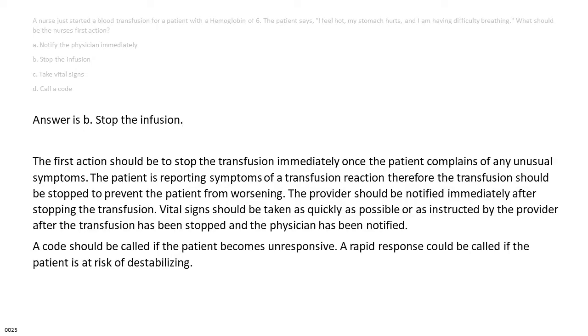Answer is B. Stop the infusion. The first action should be to stop the transfusion immediately once the patient complains of any unusual symptoms. The patient is reporting symptoms of a transfusion reaction, therefore the transfusion should be stopped to prevent the patient from worsening. The provider should be notified immediately after stopping the transfusion. Vital signs should be taken as quickly as possible or as instructed by the provider after the transfusion has been stopped and the physician has been notified. A code should be called if the patient becomes unresponsive. A rapid response could be called if the patient is at risk of destabilizing.